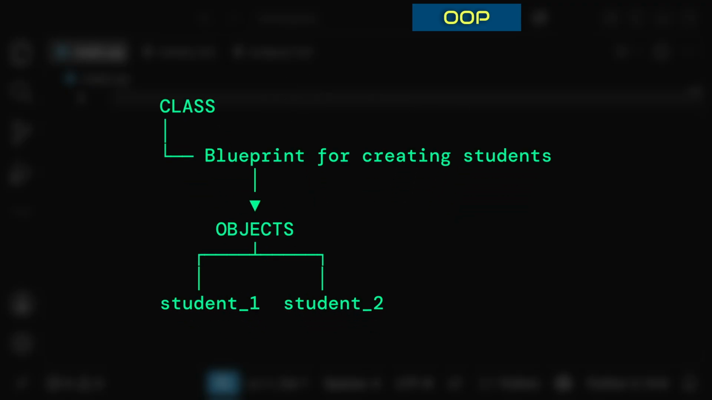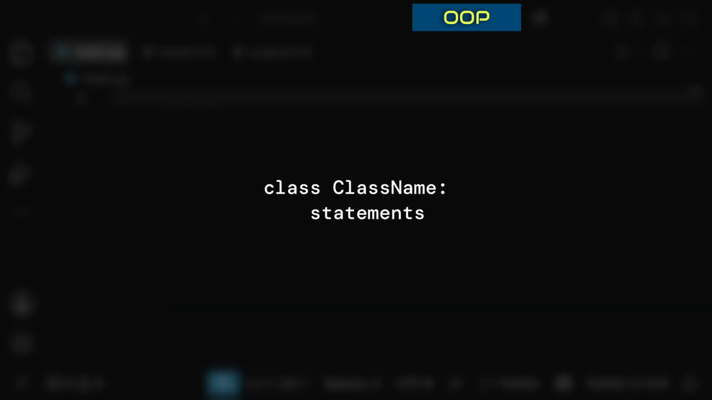A class is a blueprint for creating objects. It describes what data an object should contain and what actions it should perform. The general syntax is as follows. We begin with the class keyword. After that, we write the class name. Class names usually begin with a capital letter. Then we write a colon. The statements that belong to the class are written inside the indented block.